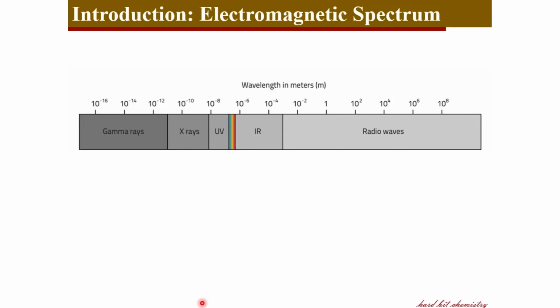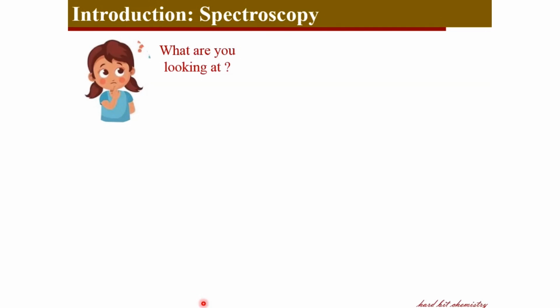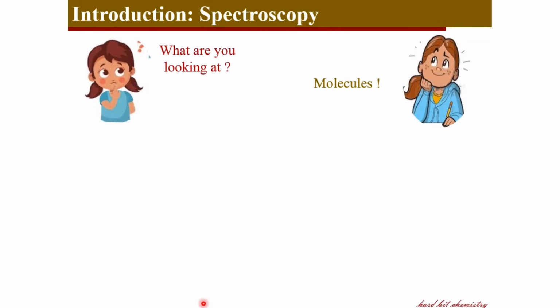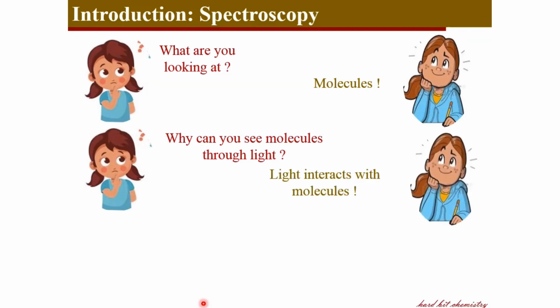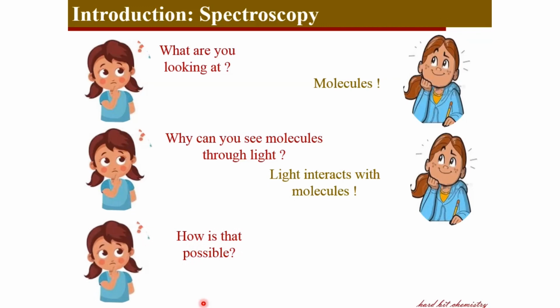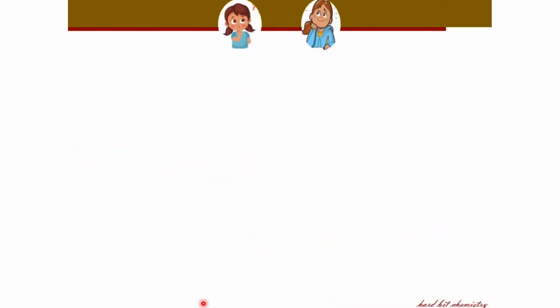Now, after having this introduction on light, let's ask a question on spectroscopy. What are you looking at through the light? We are looking at matter, more correctly molecules. And why can you see molecules through light, or why is spectroscopy possible? Because light interacts with molecules. And what kind of interaction, or how is the interaction possible between light and molecules? Let's now see how light and molecules are interacting with each other to help us understand the molecular structure.